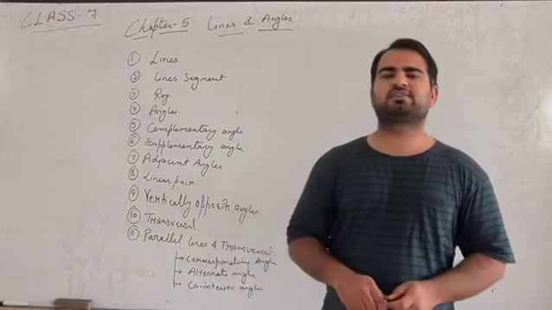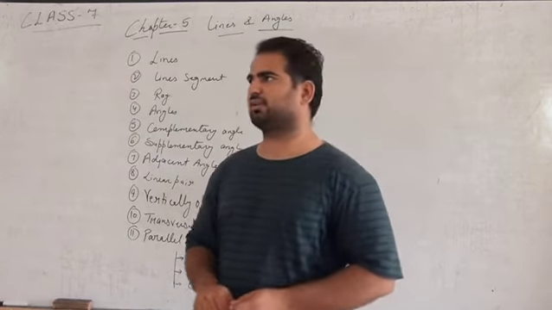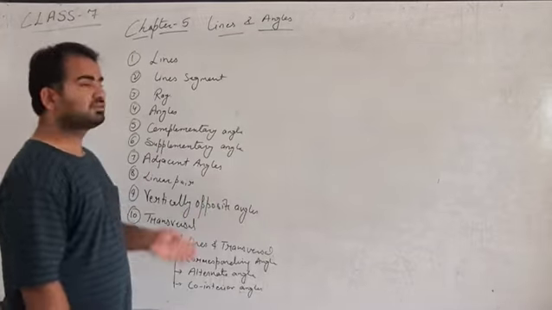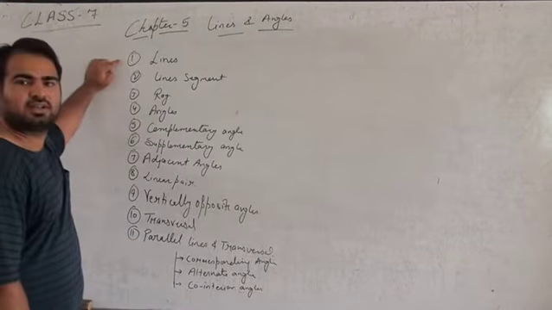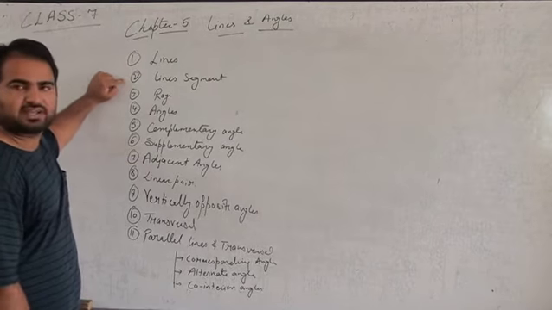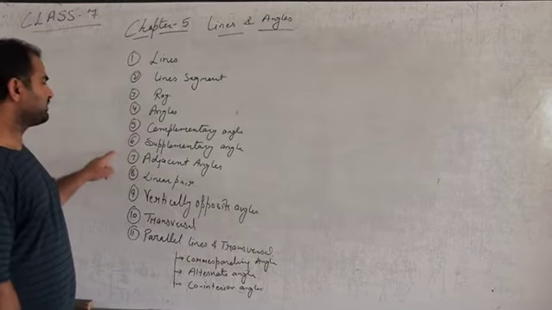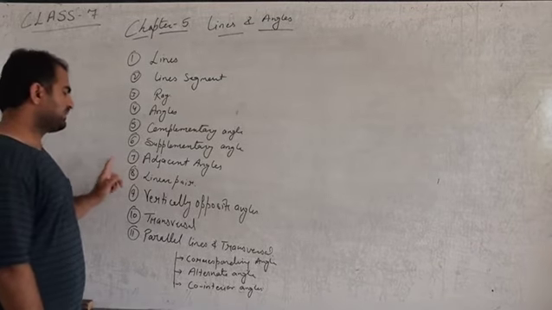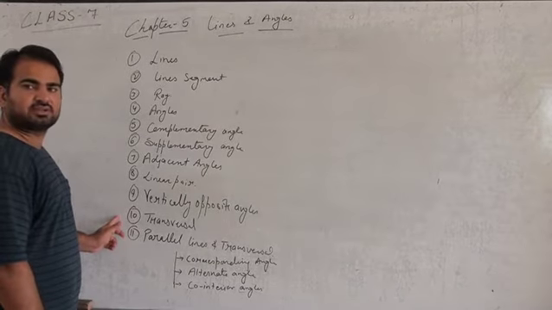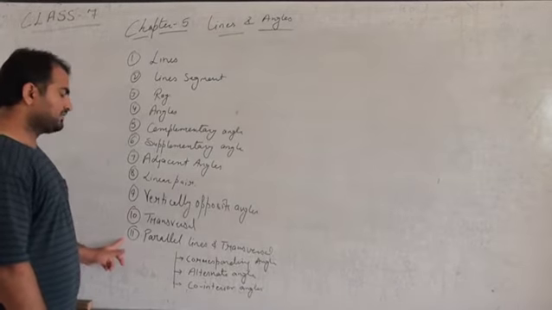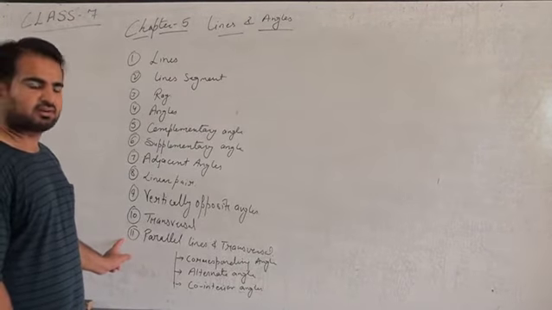Good class. In this video, we are going to talk about chapter number 5, lines and angles. These are some key points which we have to understand in the chapter. First is line, next line segment, ray, angles, complementary angles, supplementary angles, adjacent angles, linear pair, vertically opposite angle, transversal. What is a transversal? Parallel lines and transversal. What is the relation between two parallel lines and a transversal?